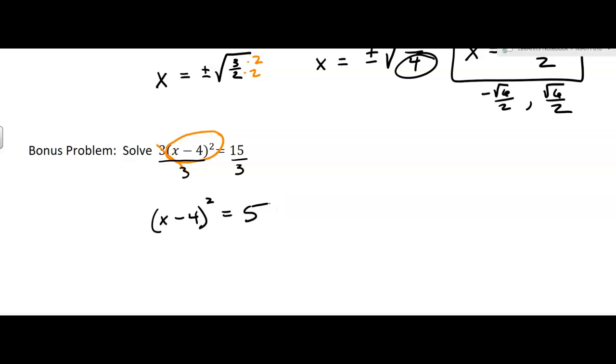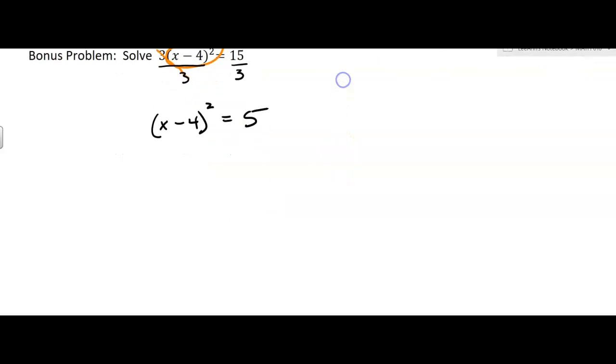So this is now like the bonus problem I did. I'm allowed to take the square root of both sides, so here we go. Don't forget the plus or minus. So now what do I get? I get x minus 4 on the left, because the square and the square root undo each other, they cancel each other out. So x minus 4 equals plus or minus the square root of 5. I can't simplify that radical. It's just the square root of 5. If I could simplify it, I would.